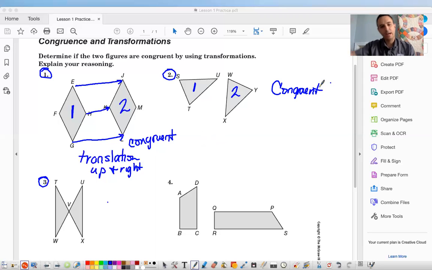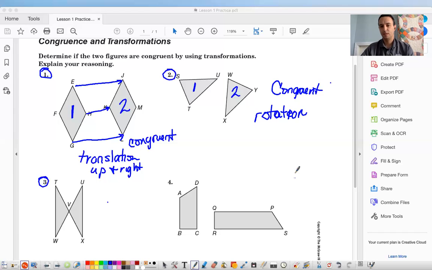Congruent. What would I have to do to image 1 to make it the same? Rotation. So I'm going to have to rotate it. It's actually 120 degrees counterclockwise or 240 degrees clockwise. But I'm not going to complain if you just tell me rotation.